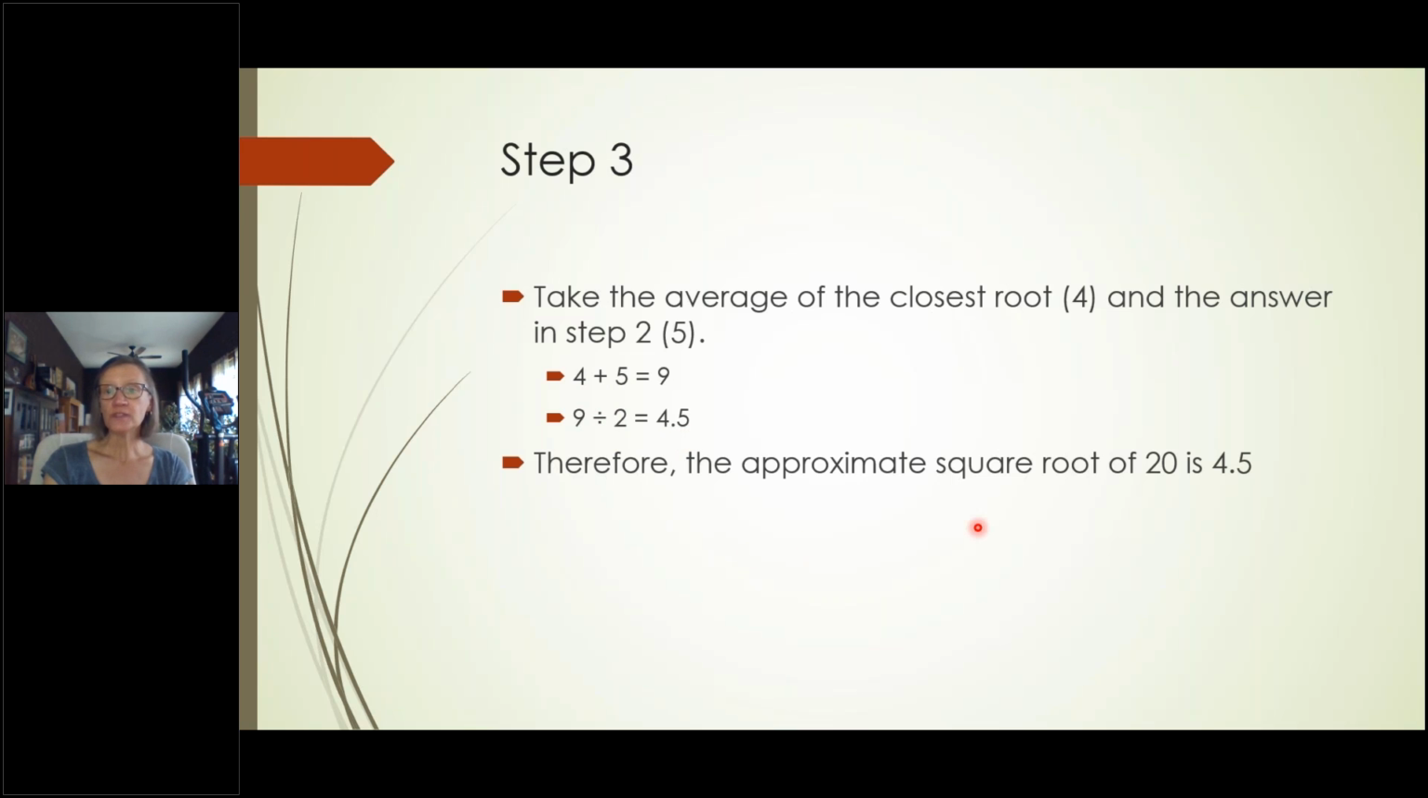Therefore, the approximate square root of 20 is 4.5, which makes pretty good sense because 4 squared is 16, 5 squared is 25, so 20 is going to be somewhere in between, and 4.5 is right in between the numbers 4 and 5.